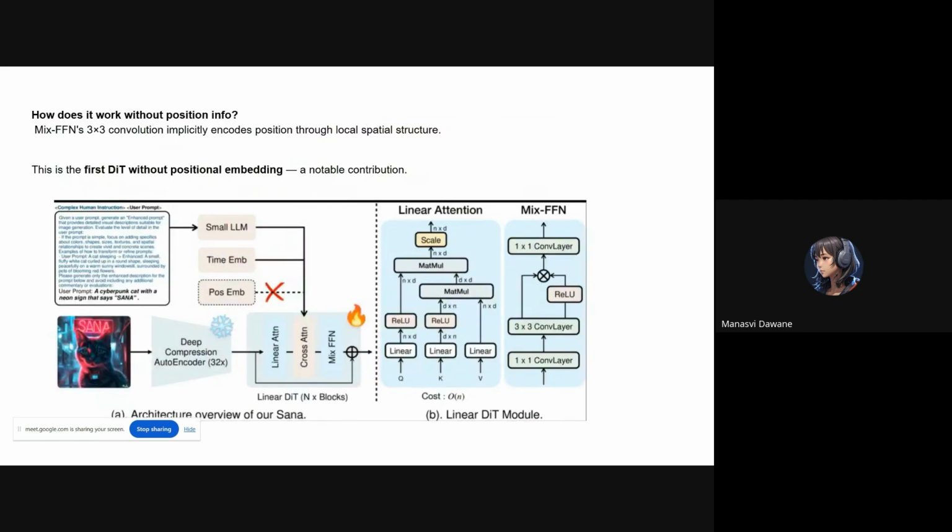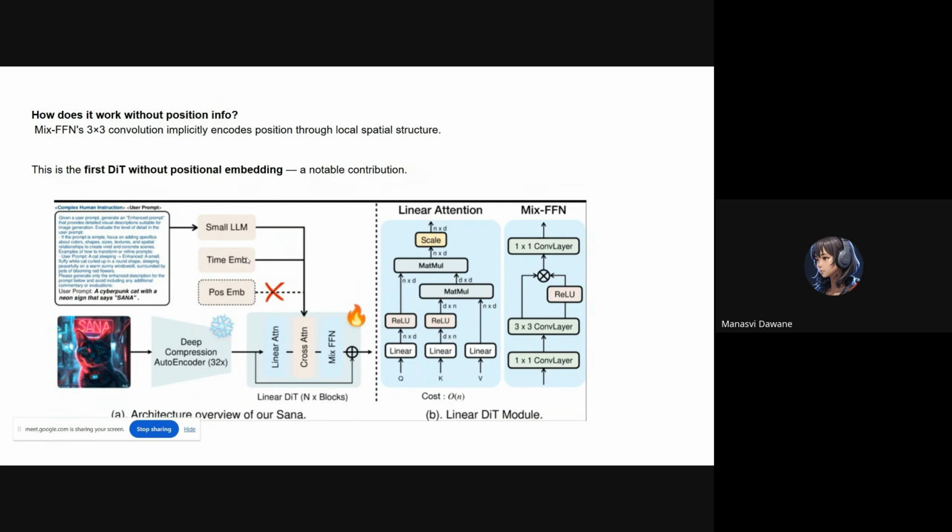So next is the architecture of the SANA model. You can see here a prompt is given to the model: a cyberpunk cat with a neon sign that says SANA. This is the CHI prompt generated. A small LLM is used, that is Gemma, decoder only, because it can understand the text written on this sign. So that's taken. Second is the time embedding.